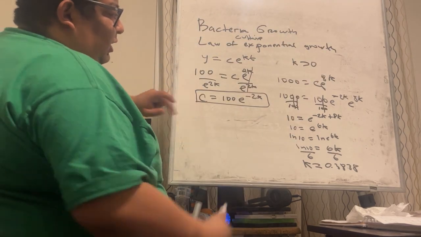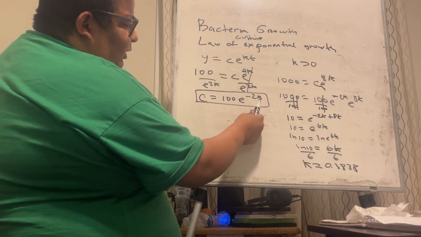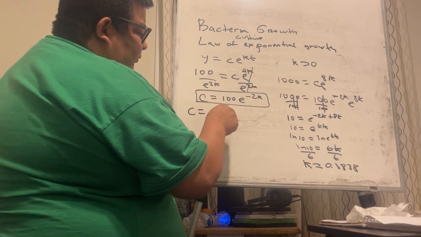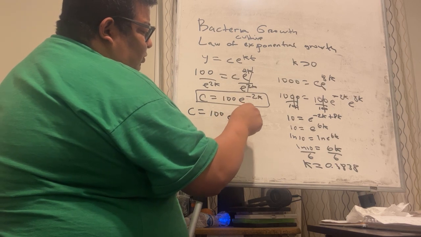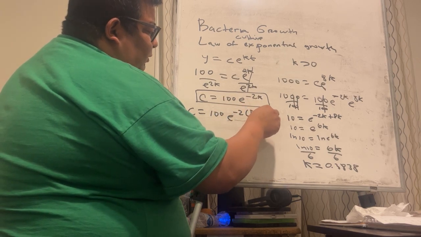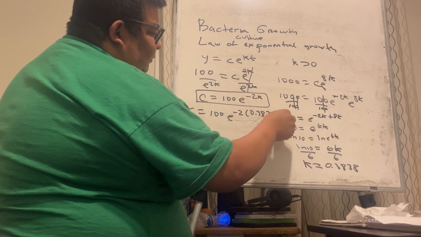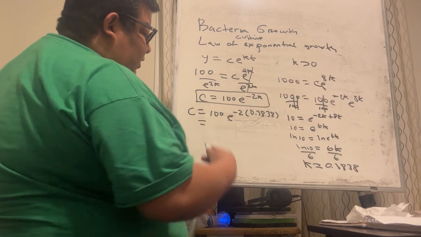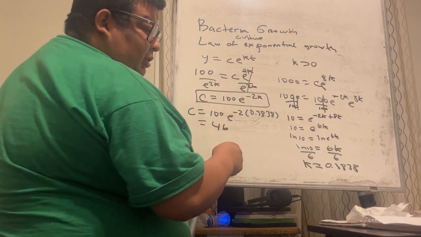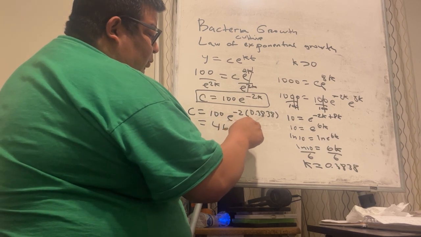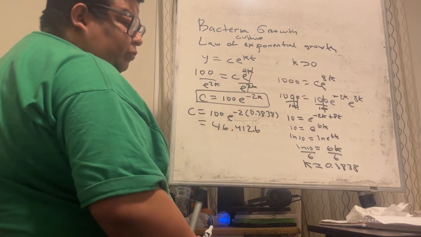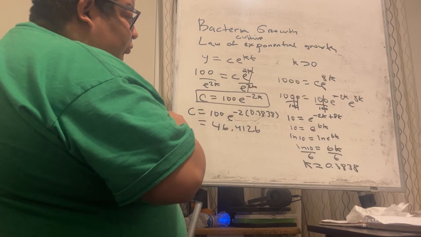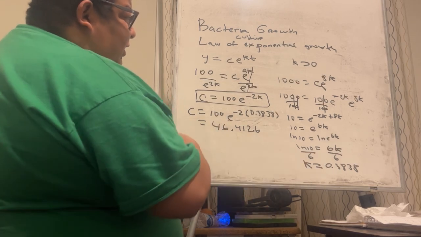Alright, so now we can find c by plugging in here because we already have k. So c is equal to 100 times e to the minus 2 times 0.3838, and that should give you c equal to 46.4126. So we found c and k.